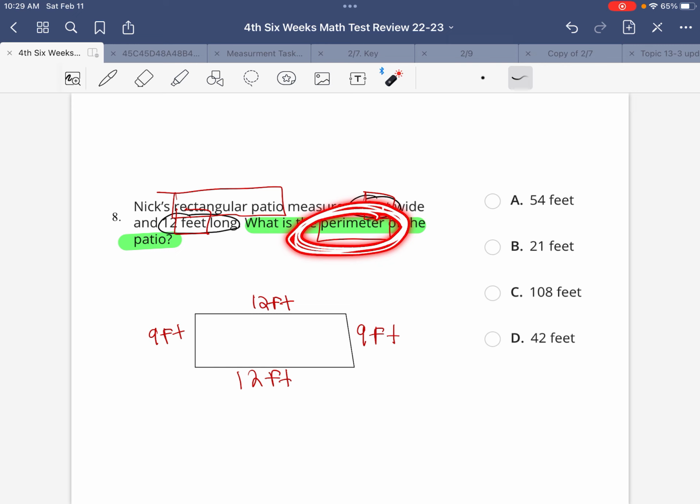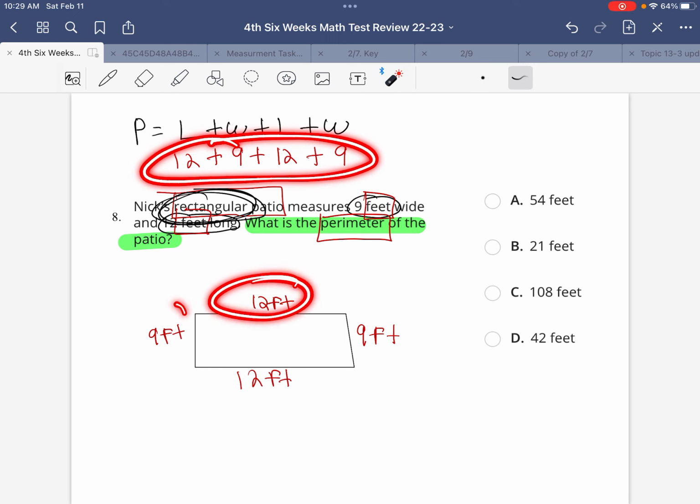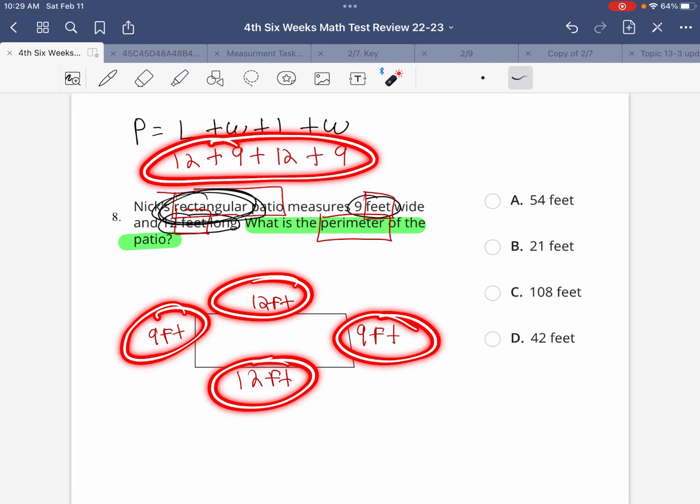What does perimeter tell me to do? When you take your test, you're going to have your reference sheet that tells you the formula for perimeter. Okay, the formula for perimeter, for a rectangle, because we're using a rectangle, is P equals length plus width plus length plus width. That means that they want you to add 12 plus 9 plus 12 plus 9. You are adding all of the sides. So all of these sides you are going to add, okay?